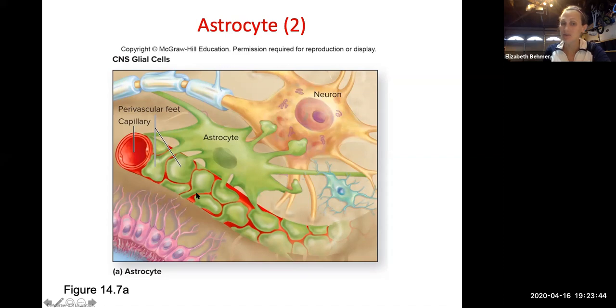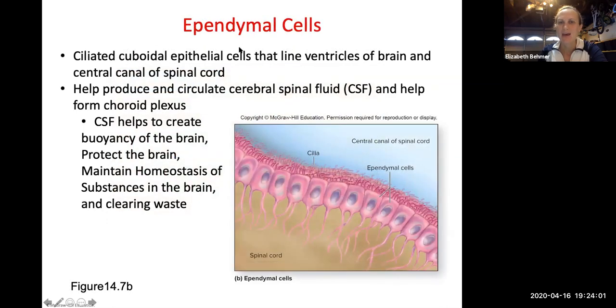Some things do get through the blood-brain barrier. One is nicotine and one is alcohol. So nicotine and alcohol can both get through the blood-brain barrier rather quickly, as I'm sure some of us are aware of. I'm not right now because I'm pregnant.